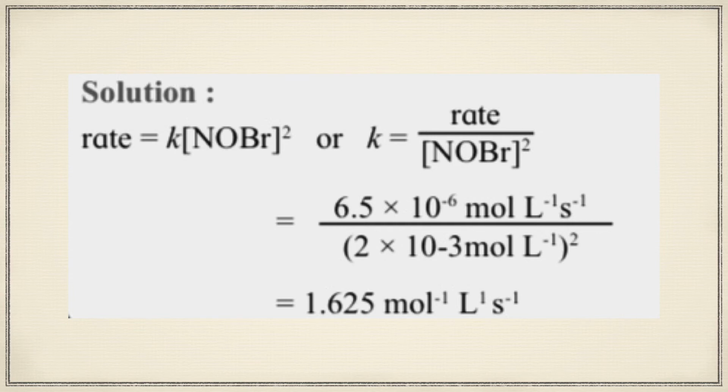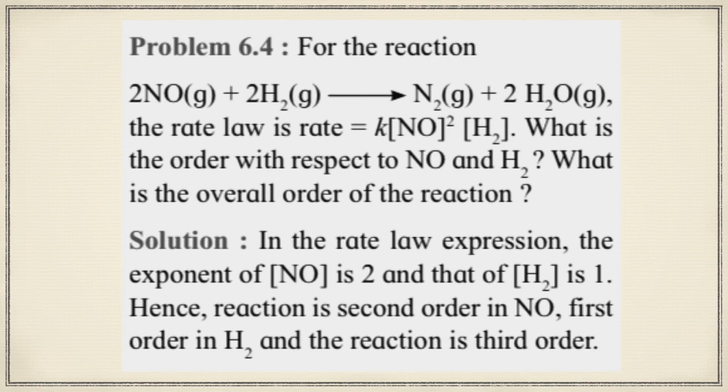Okay, now next problem. Again a simple one. For the reaction 2NO plus 2H2 giving N2 plus 2H2O, the rate law is rate is equal to K into concentration of NO raised to 2 into concentration of H2 raised to 1. What is the order with respect to NO and H2? What is the overall order of the reaction? This is the simplest problem.